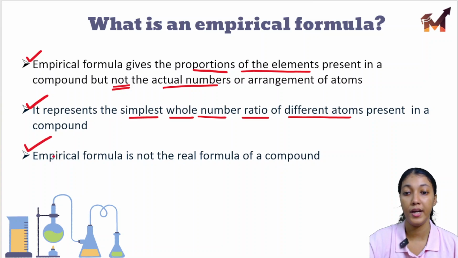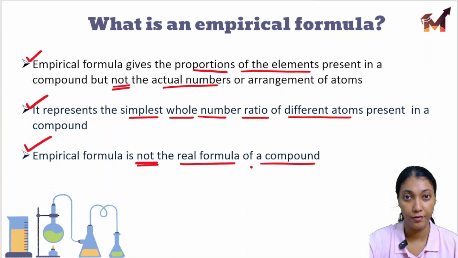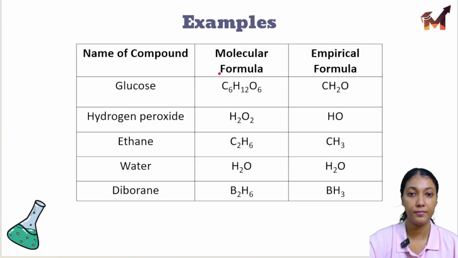And the most important point, empirical formula is not the real formula. The real formula of a compound is the molecular formula. Empirical formula will just give us a ratio. It is not the real formula of a compound. So to understand empirical formula, let us see some more examples.